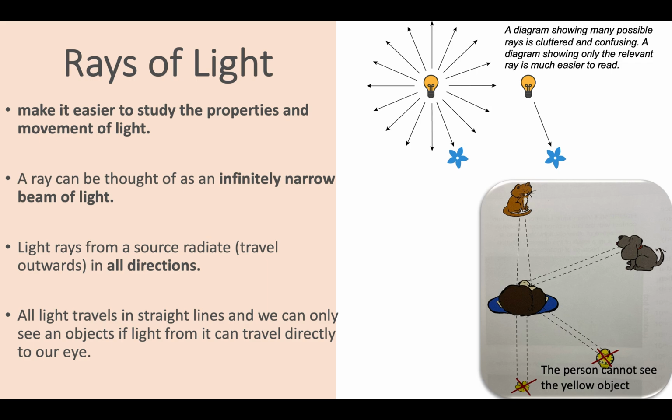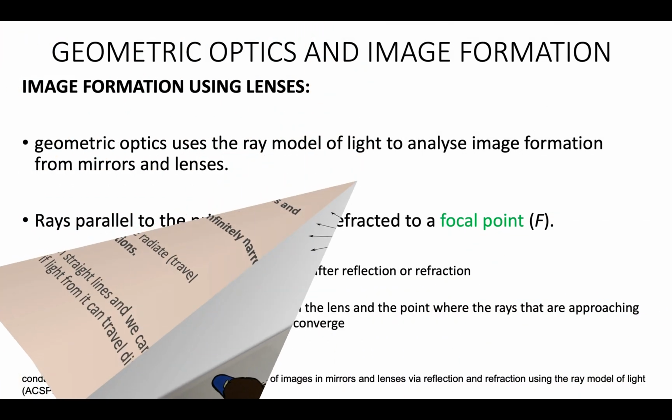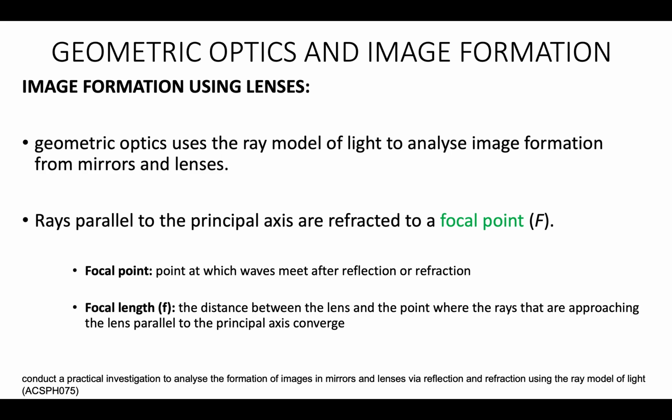So again, it's a trick that we use to bend light in some form to be able to use light to see objects that we normally wouldn't be able to see as a result of the fact that light travels in a straight line. All right, now let's have a look at geometric optics and image formation.